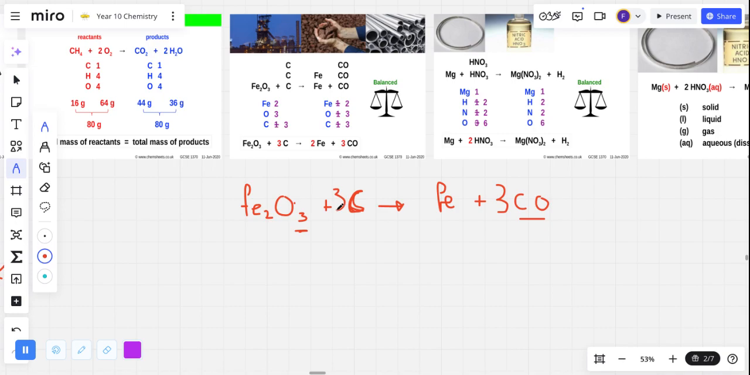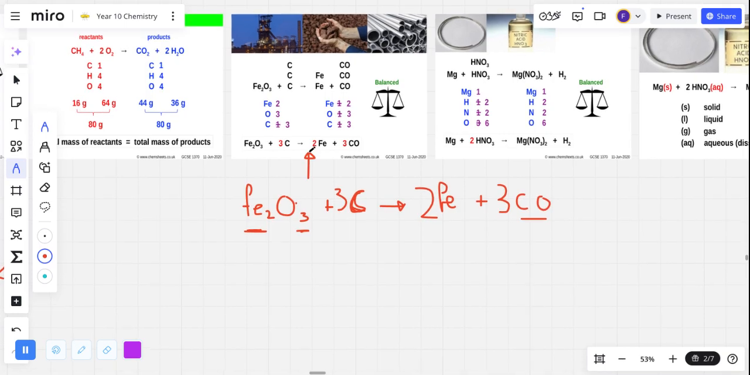Well, if that's the case, I'm happy now with the carbons and the oxygens. But I've got 2 irons here and only 1 iron there, so I've got to put a big fat 2 there. Boom, if you look at it, done. Balanced. All right.